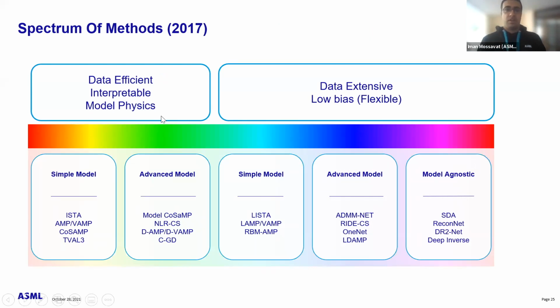spectrum. What you see in this spectrum is on one end, you see data efficient methods. These are interpretable. They model physics, in some sense. So there are simple models. There is a whole lot of them developed in the beginning. And then there are more advanced handmade priors. And here you see models that essentially use deep learning. They need a lot of data. They have low bias. They're very flexible. But they don't consider that you're actually solving a compressive sensing problem per se. So really, you don't use the whole knowledge.